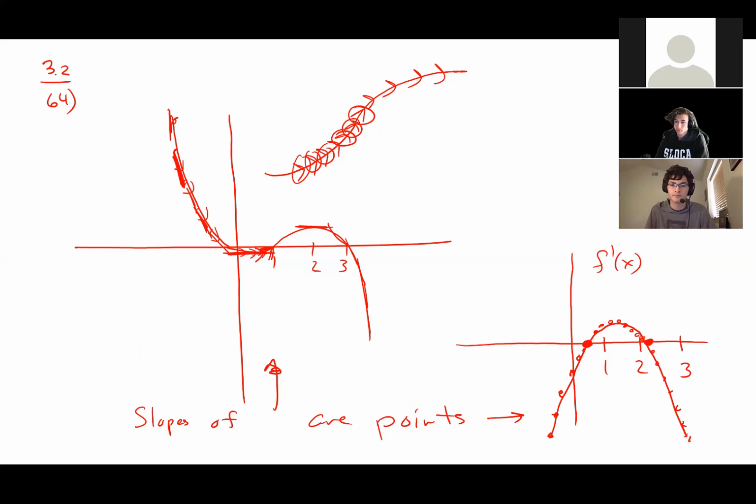Once we actually start taking derivatives, it's called analytical graphing eventually. But when we take the first derivative, second derivative, then we'll actually put it together perfectly. This is just to realize slopes of one graph are points in the other. Okay, let's start 65 then.